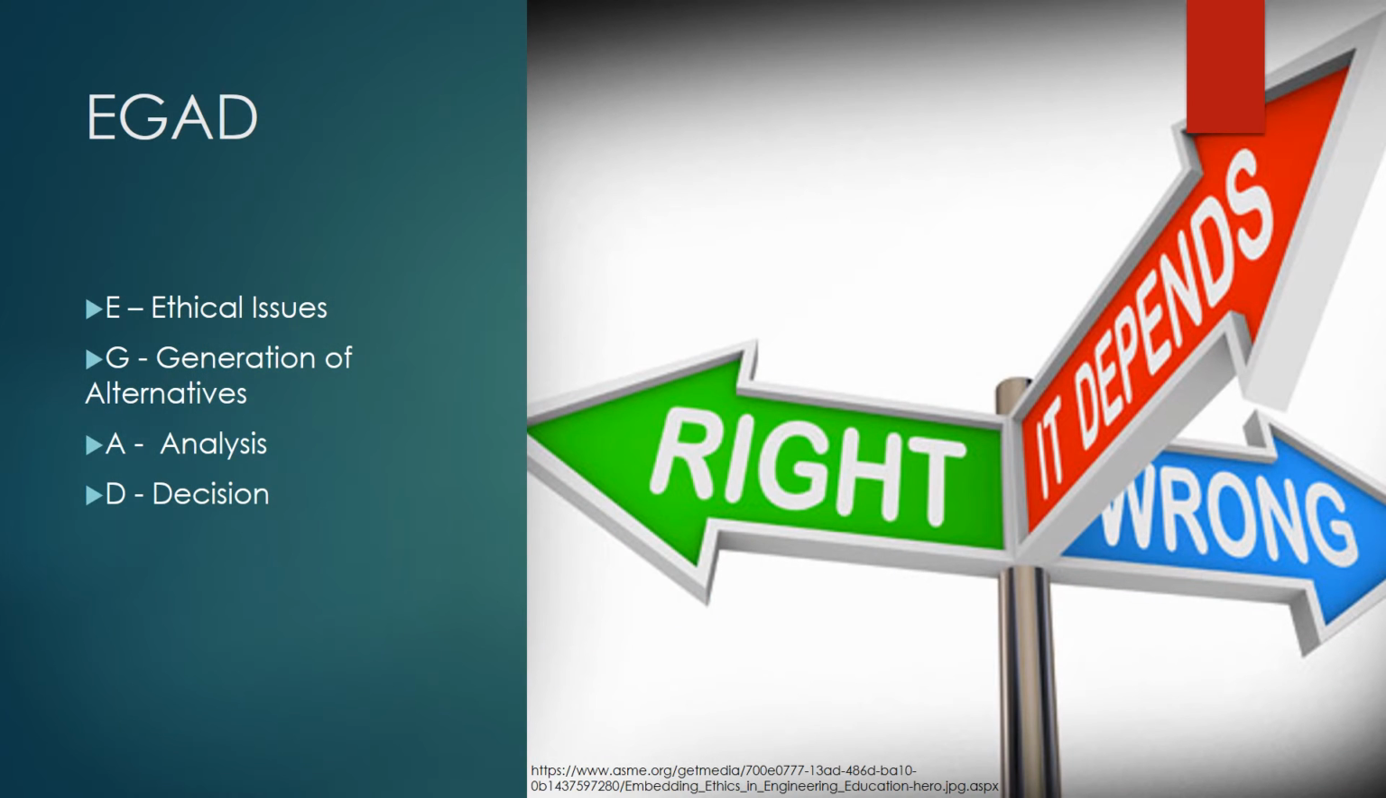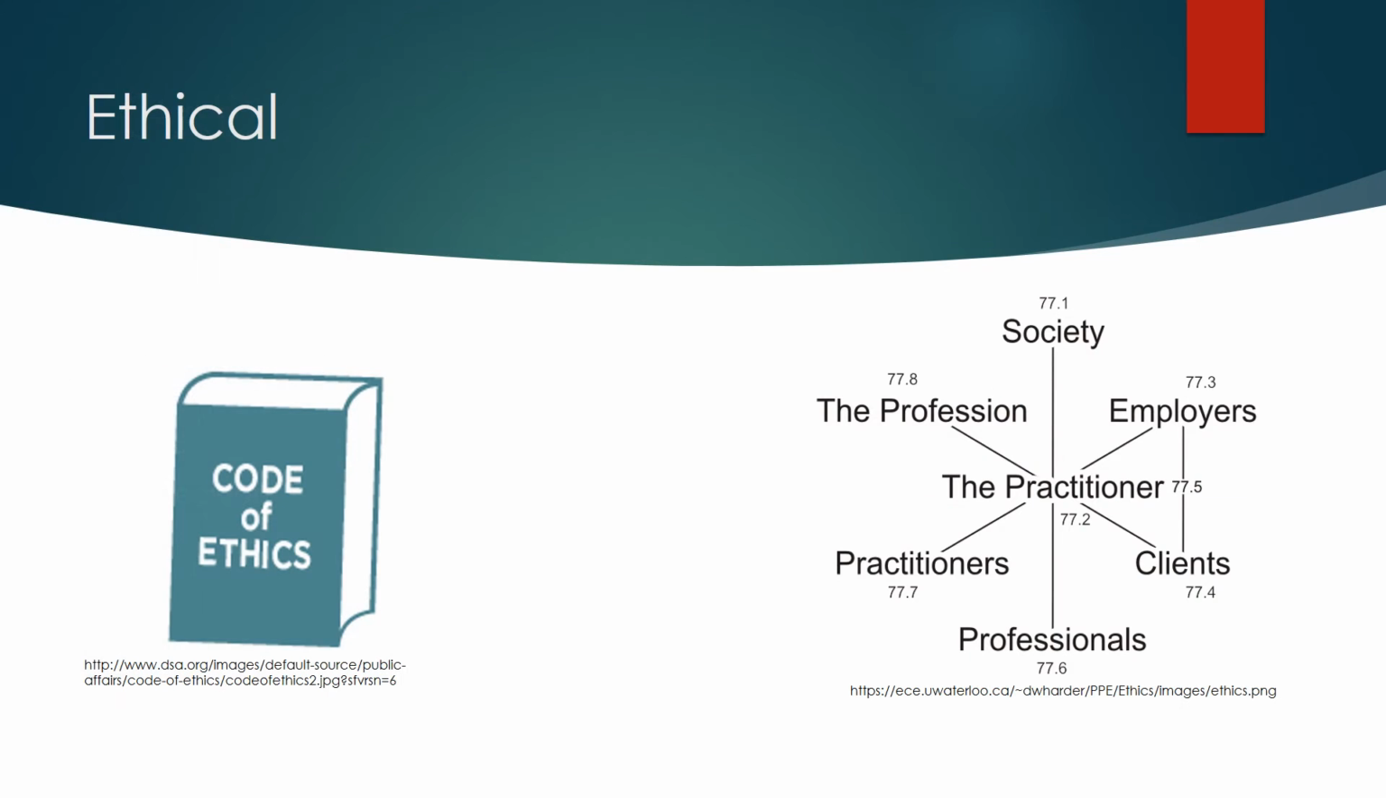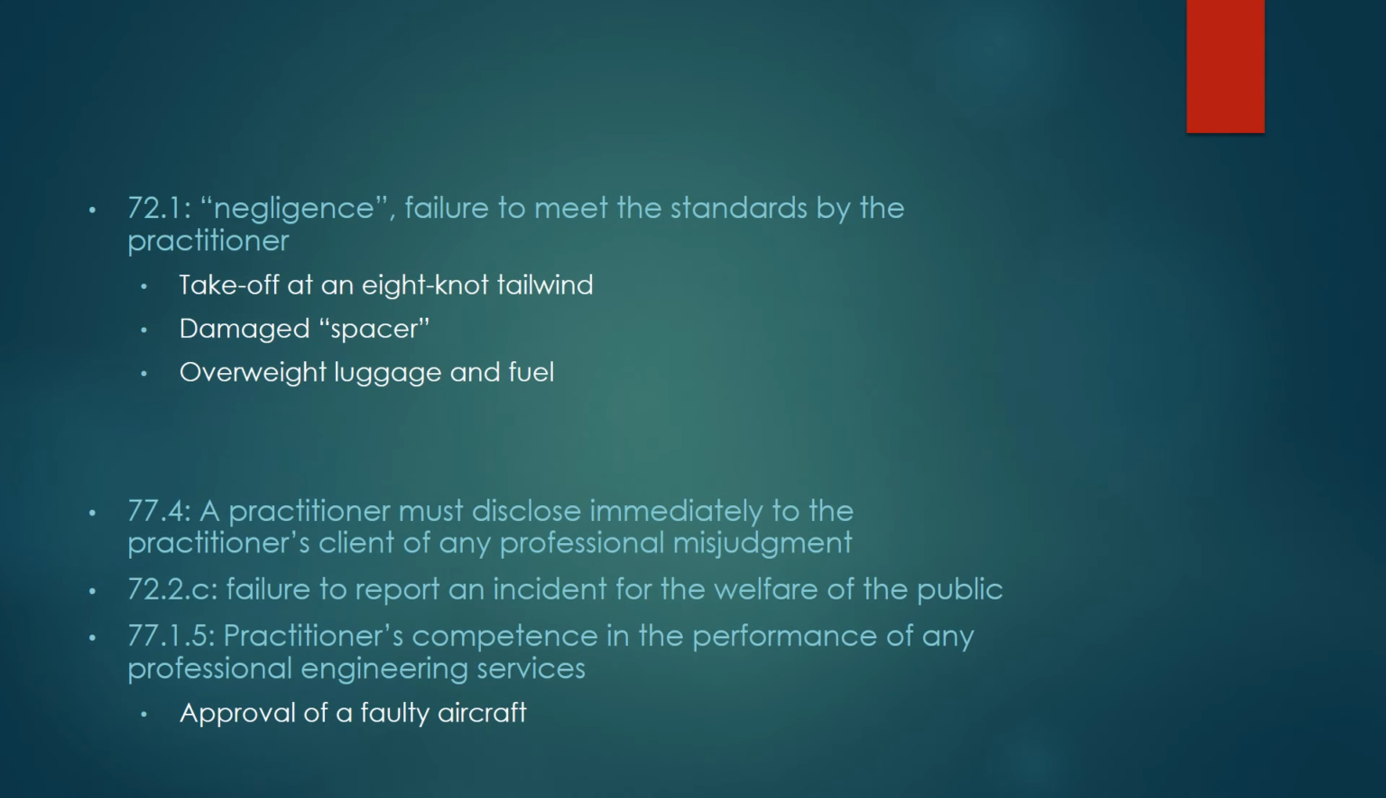Now we'll use the EGAD strategy to solve the ethical dilemmas of this case, where E represents ethical issues, G, generation of alternatives, A, analysis, and D, decisions. We'll discuss the ethical issues that apply to this case using section 77 and 72. According to Act 72.1, this case represents negligence, as very important information was ignored that caused the accident, like the tailwind factor, faulty spacer, and the fact that the aircraft was overweight.